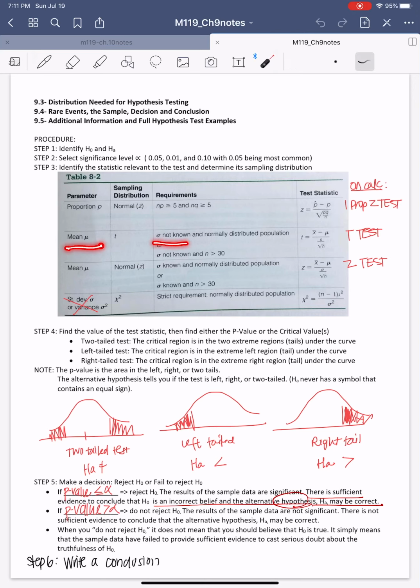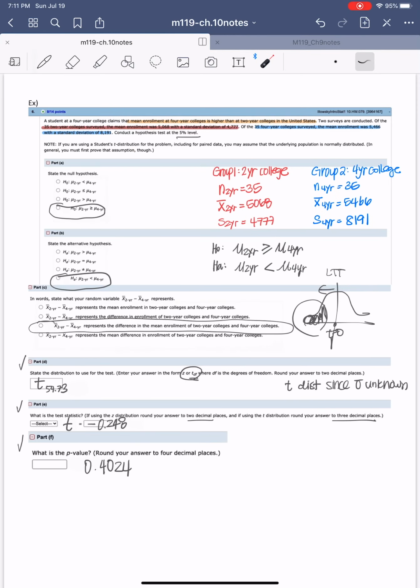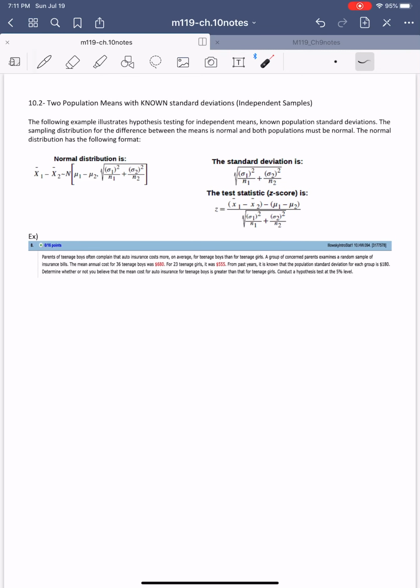Mean with sigma not known, t. Mean with sigma known, z. And then be careful with the word standard deviation. This one had a standard deviation word, but this was a sample standard deviation. You have to know the population standard deviation to decide t or z distribution. Okay? So let's move on to the second part.